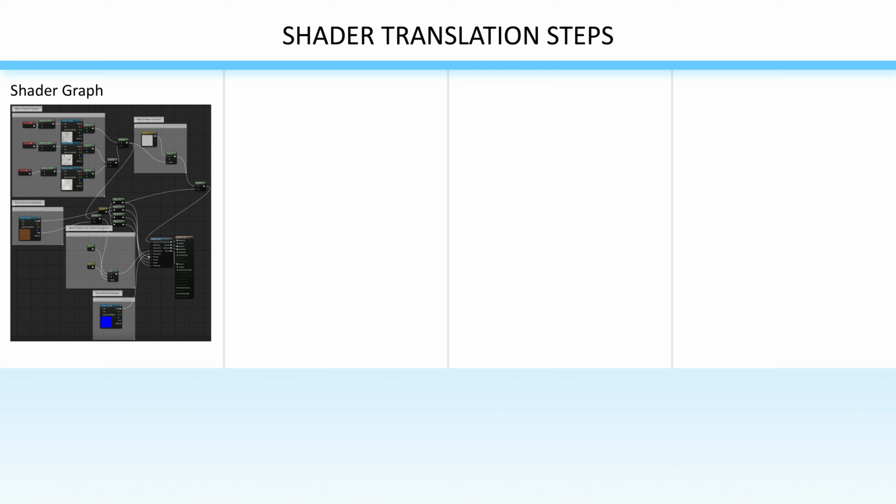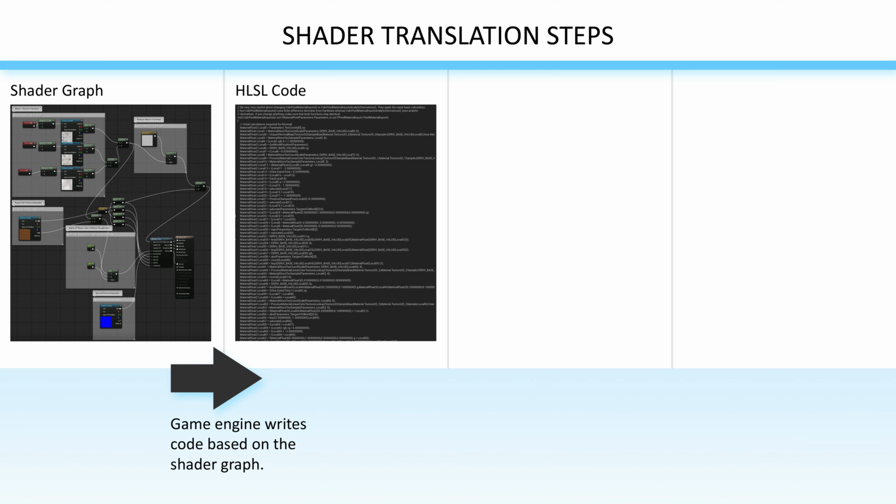Each of the nodes in your graph represents one or more lines of shader code. The game engine takes the code from each of the nodes in your graph and puts it all together to create a text-based shader in a language like HLSL or GLSL. So here you can see an example of the code that gets generated by Unreal.